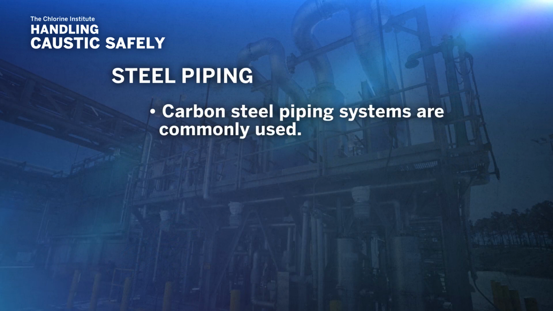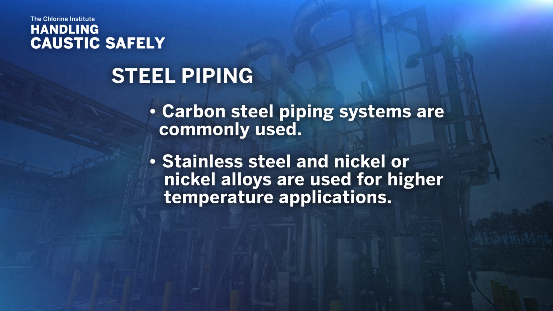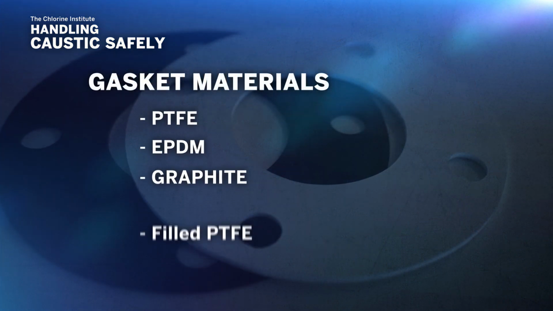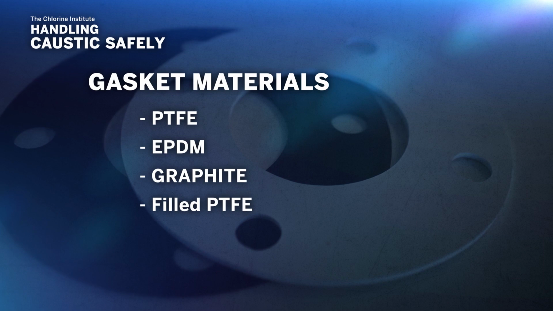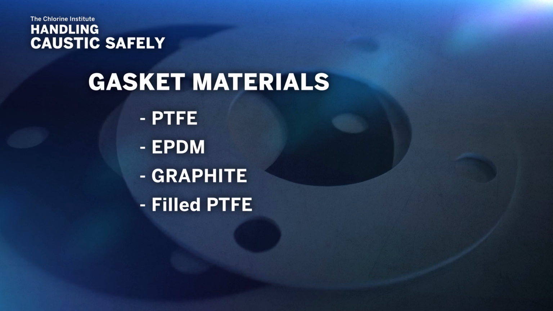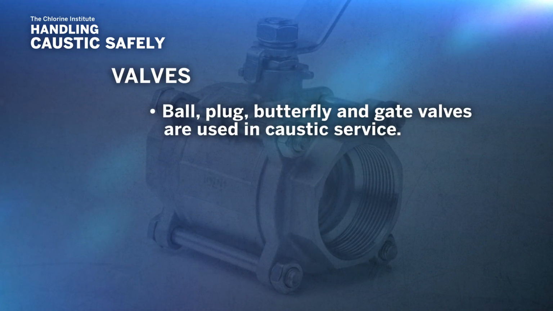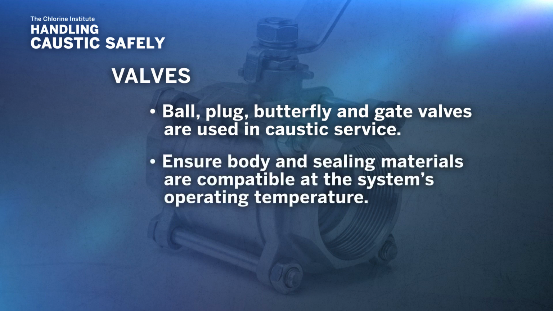Welded carbon steel piping systems are commonly used. Stainless steel and nickel or nickel alloys are used for higher temperature piping applications. Refer to CI Pamphlet 94 for additional information on caustic piping systems. Suitable gasket materials for flange piping and equipment include PTFE, EPDM, graphite, or filled PTFE. Ball, plug, butterfly, and gate valves are used in caustic service. Ensure the body and sealing materials are compatible at the system's operating temperature.